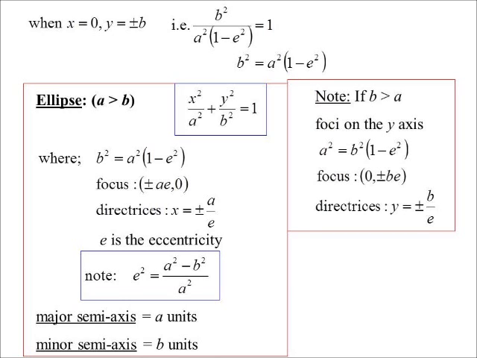Now, if b is greater than a in that formula, what it means is the foci will not be on the x-axis, it'll be on the y-axis. And so the ellipse will be elongated vertically rather than horizontally. Instead of b squared being a squared (1 minus e squared), a squared will be b squared (1 minus e squared). So basically your x and y's are swapping around, so a's and b's swap around. The foci become 0, plus or minus be. And the directrices become plus or minus b divided by e.